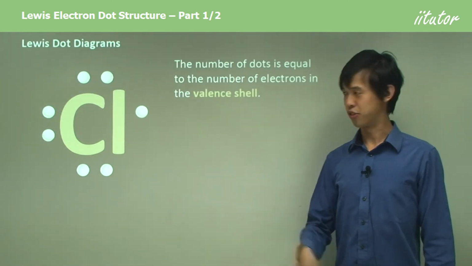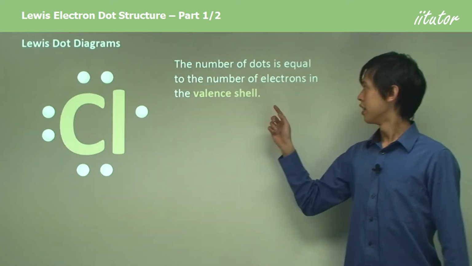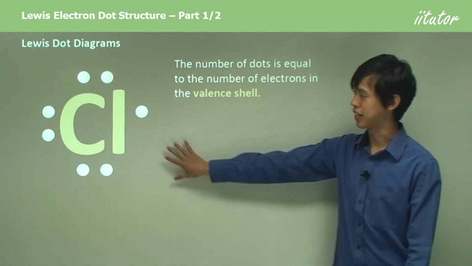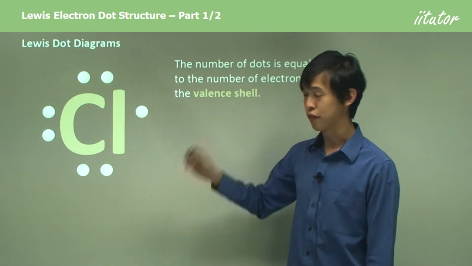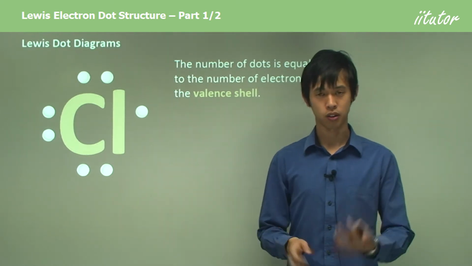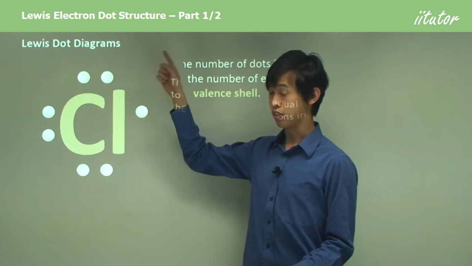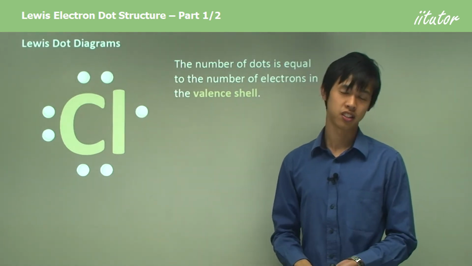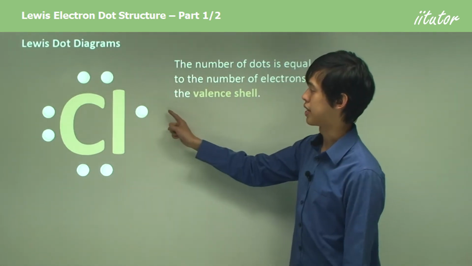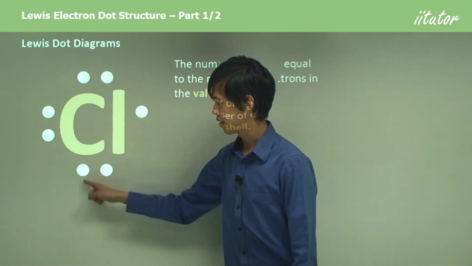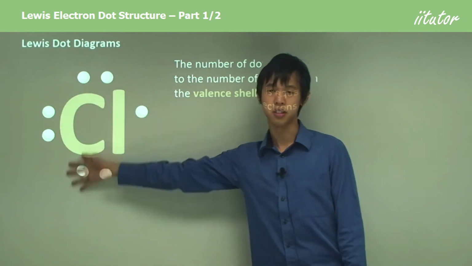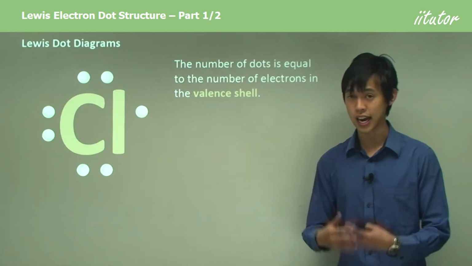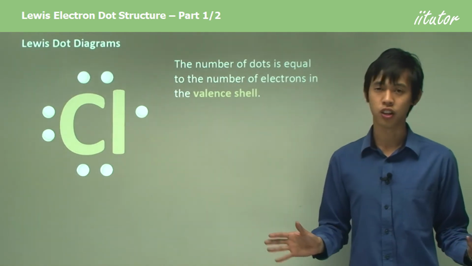Now, the number of dots that you draw around the symbol is equal to the number of electrons in the valence shell. If you look on your periodic table, which I'm hoping that you have with you, you see that chlorine is in group 7. That means it has 7 electrons in its valence shell, and if you count these, there are 7. So the Lewis dot diagram is correct. That's what we do when we draw a Lewis dot diagram. Just the outer shell. We don't need any knowledge about what's inside.